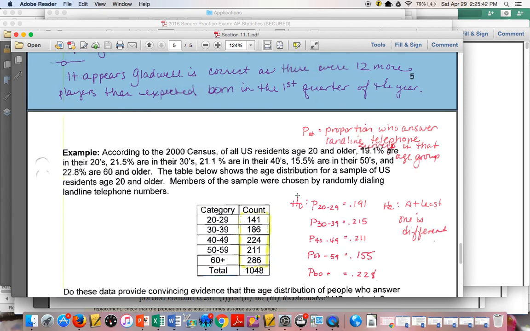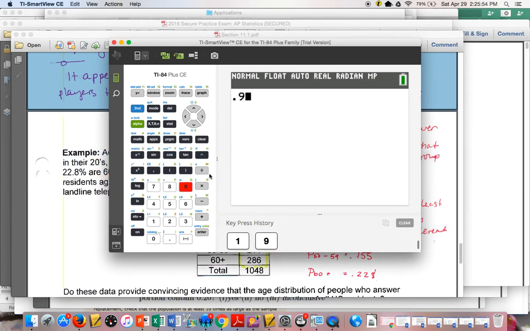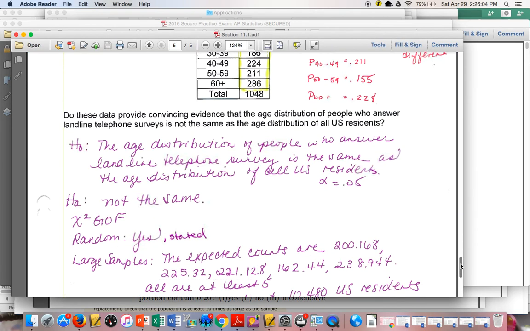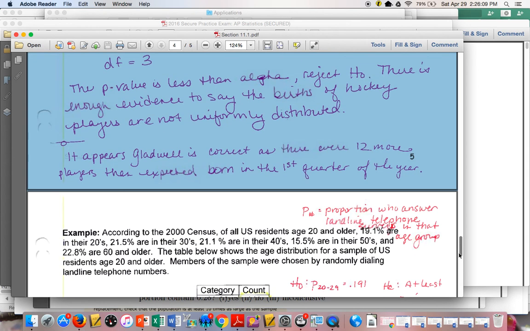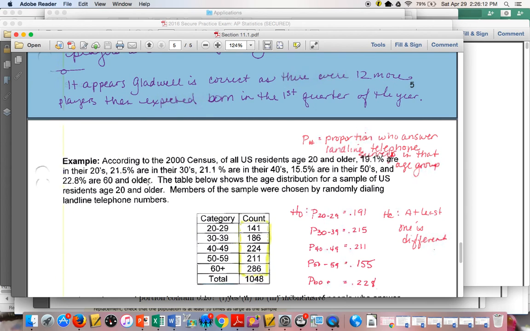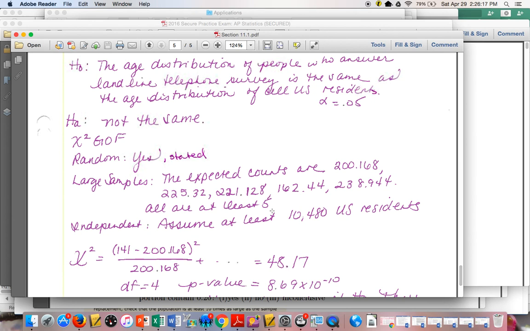The problem's saying up here I expect 19.1% to be in their 20s. So what I do is, if my total is 1,048, I'm going to take that 19.1% times that 1048, and I get 20.168. And again, these are expected counts, so leave the decimal. So there's my first expected one. The next one is 21.5, so then I need to carry that out as well the same way. And again, I'm looking to make sure that those are at least 5.